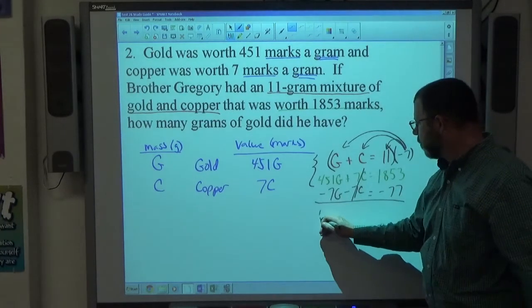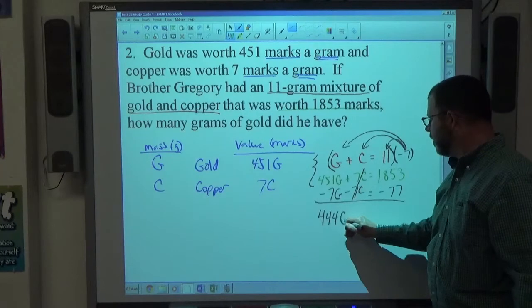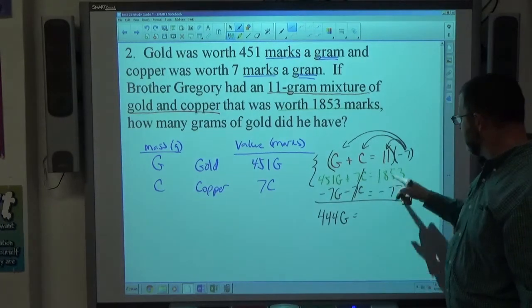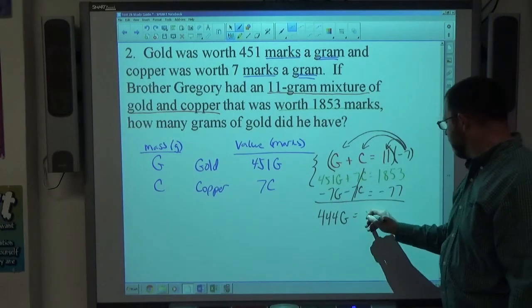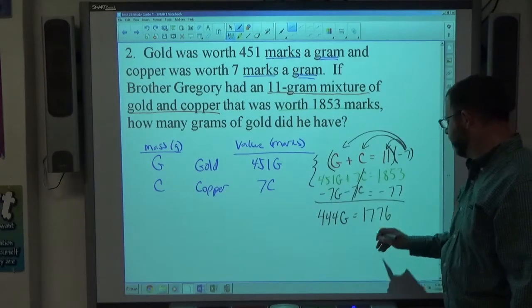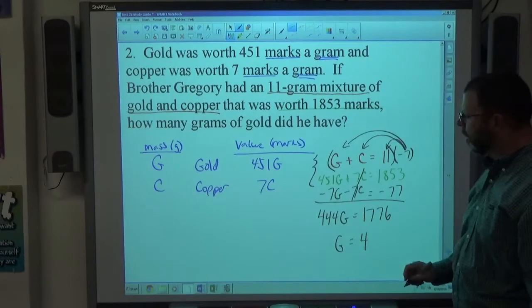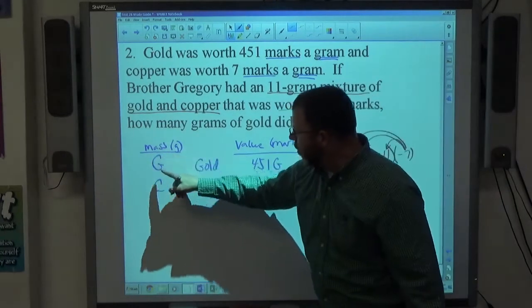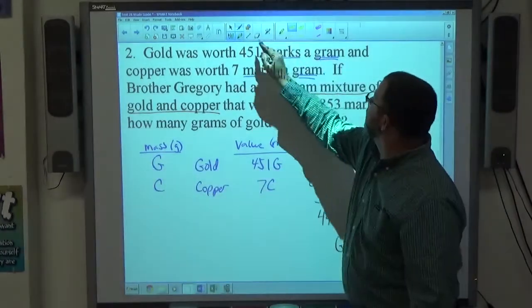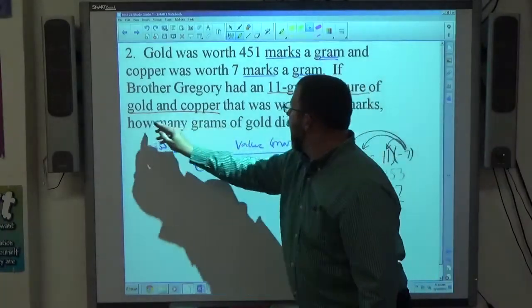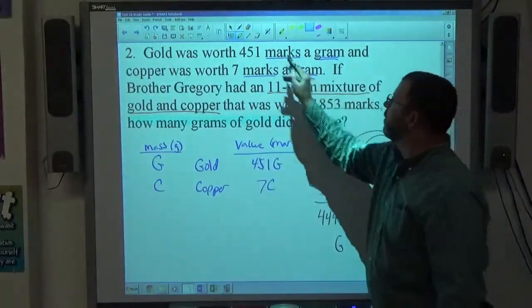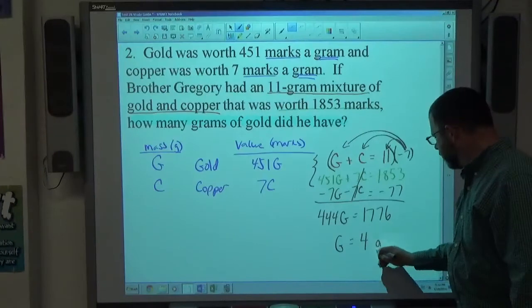451 minus 7 is 444 g. The 7 c's cancel. 1853 minus 77 is 1776. Divide both sides by 444, we get G is equal to 4. And G represents the mass of the gold in grams. The question asks us specifically, how many grams of gold did he have? So that's exactly what we found, so 4 grams.